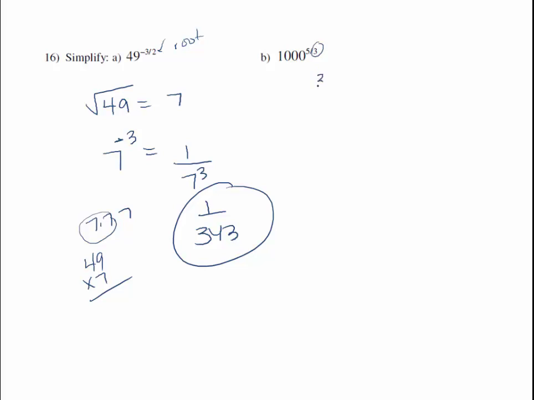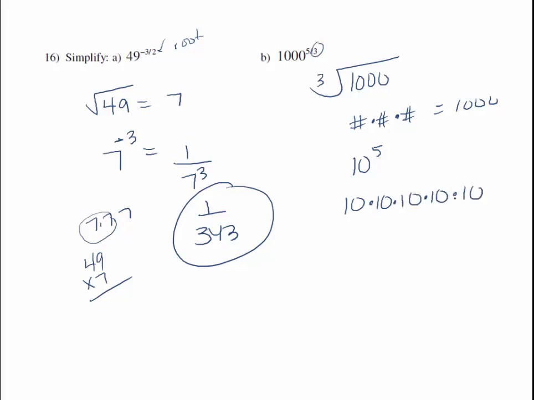Okay, cube root of 1,000, which means what number times itself, the exact same number, 3 times will give us 1,000. Okay, that number is 10. Now take 10 and raise it to the 5th power. So remember, that's like this. So that's an easy one. When you have 10 to any power, you just count the zeros and put those zeros in. There we go.